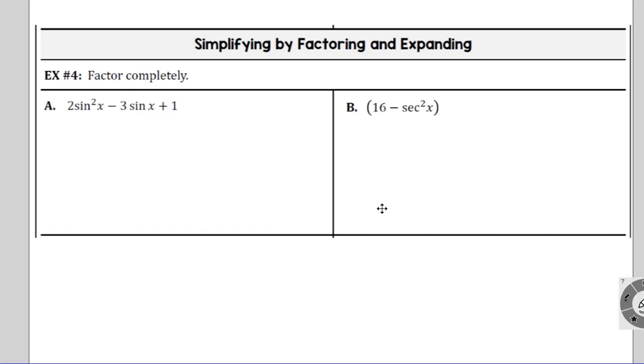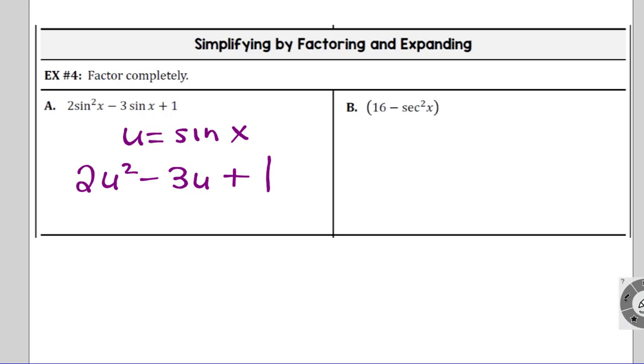If you want to simplify it a little bit, then we can use u substitution. I'm going to say that u is equal to sine x. If that's the case, then I can rewrite this as 2u squared, because I got sine squared x, so that's going to be u squared, minus 3u plus 1. So I just rewrote it in terms of u, which hopefully makes it look a little bit friendlier. Okay? And now we can factor that. How do I factor 2u squared minus 3u plus 1?